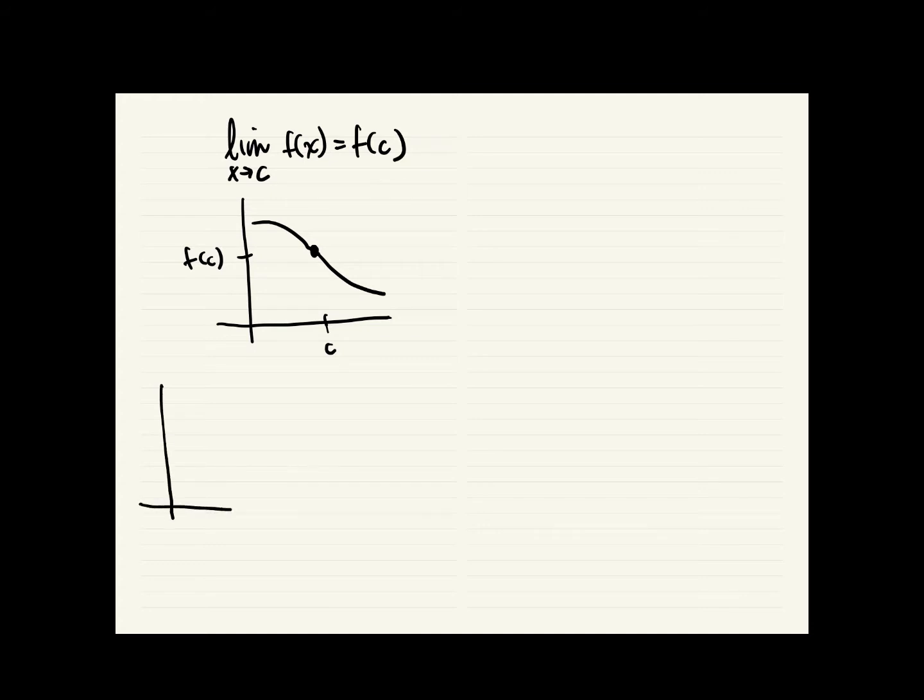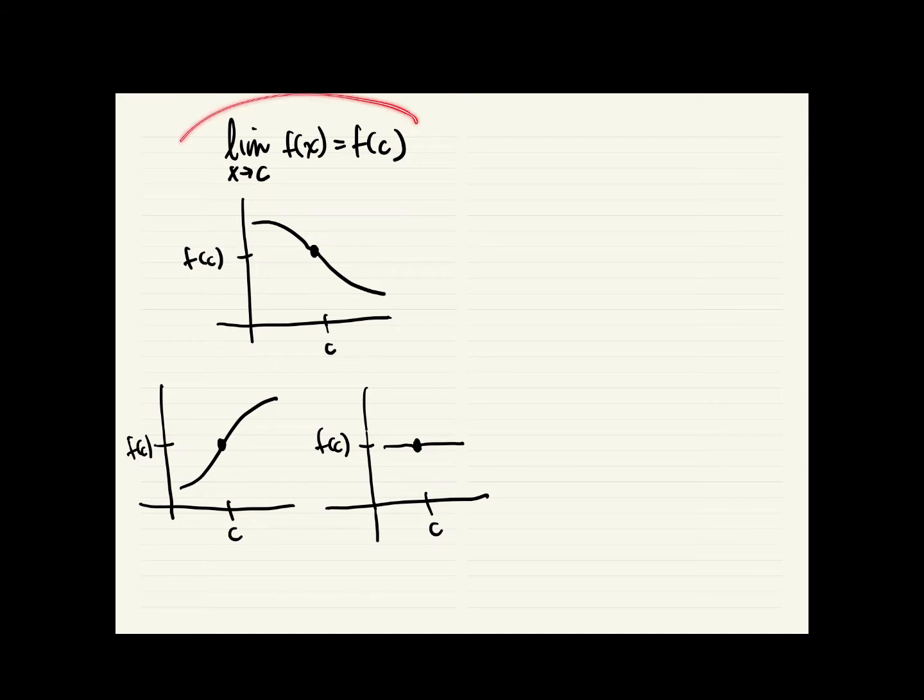Now, it could also look like this. It could come in from below on the left and go out above on the right, or it could come in directly from the left and go out directly on the right. These are the three qualitative things that can happen. This limit statement tells you one of these things is happening, but it doesn't distinguish between these three things.